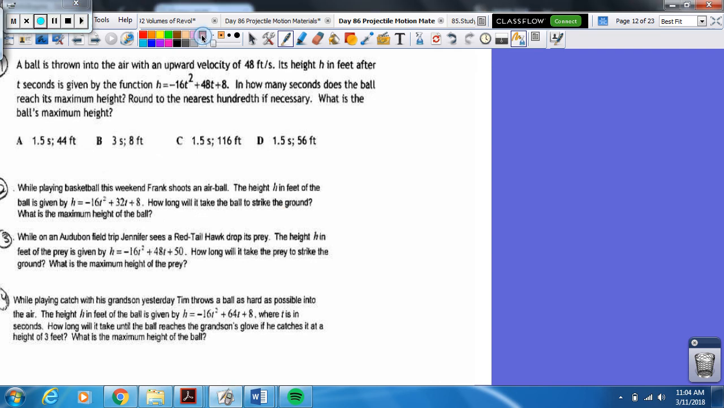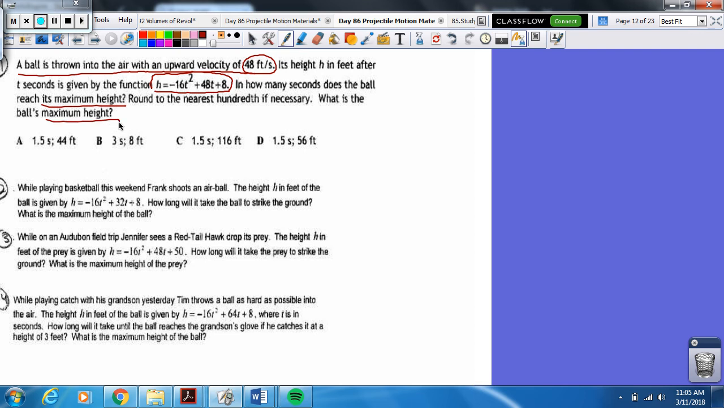Okay, so let's check this out. A ball is thrown in the air with an upward velocity of 48 feet per second. Its height in feet after 2 seconds is given by this equation right there. In how many seconds does the ball reach its max height? Round to the nearest hundredth if necessary. What is the maximum height?